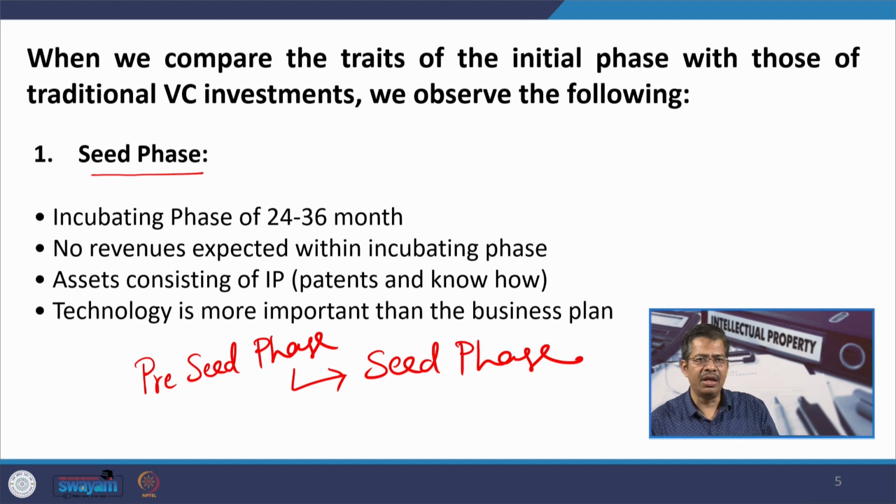We do not expect any revenue during this particular seed phase, and during this phase we are expecting that some sort of IP, even if it is not a properly registered IP, but the know-how is developed. In one of our videos we discussed that know-how is also a type of IP. So, various know-hows can also make your IP portfolio. However, it is also true that a portfolio which is only based on know-how may not be a very strong portfolio from the legal point of view.